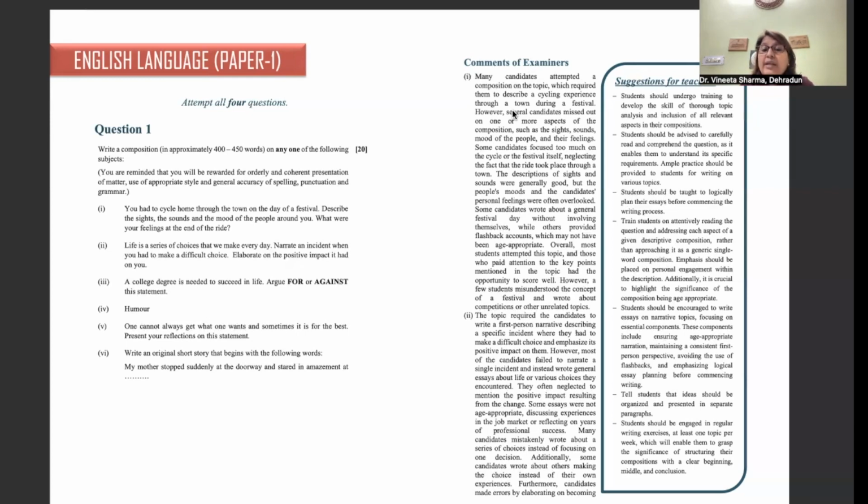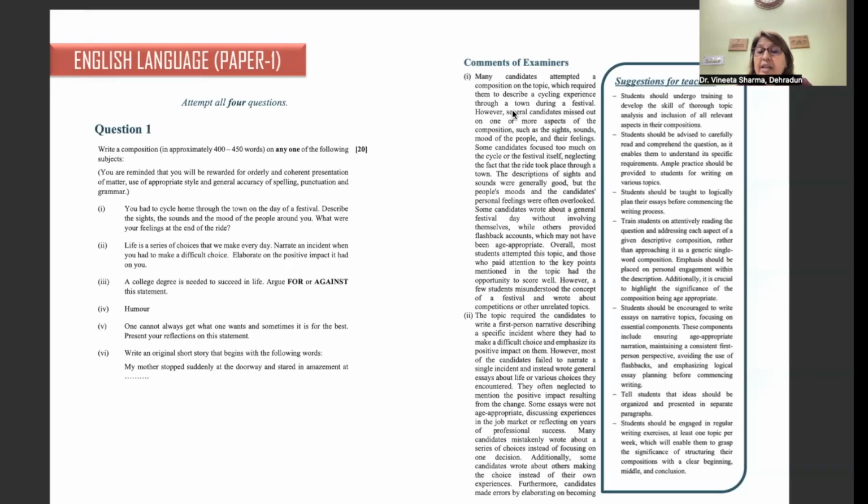So the topic required the candidates to write a first person narrative describing a specific incident where they had to make a difficult choice and emphasize its positive impact on them. However, most of the candidates failed to narrate a single incident and instead wrote general essays about life or various choices they encountered. They often neglected to mention the positive impact resulting from the change. Some essays were not age appropriate, discussing experiences in the job market or reflecting on years of professional success. Many candidates mistakenly wrote about a series of choices instead of focusing on one decision.